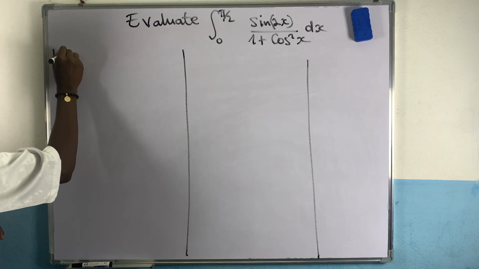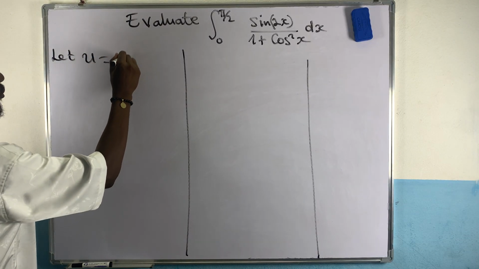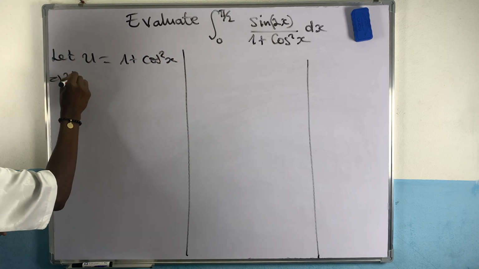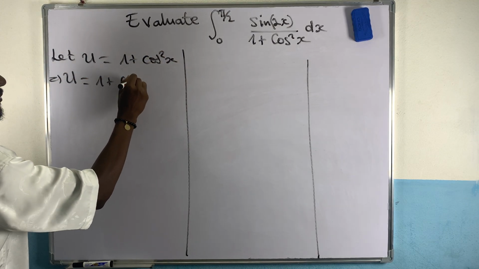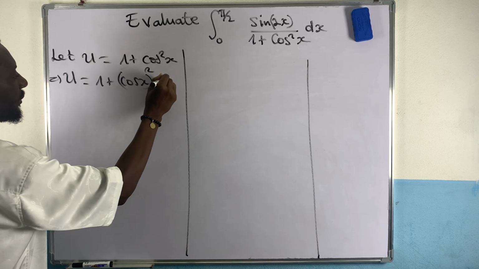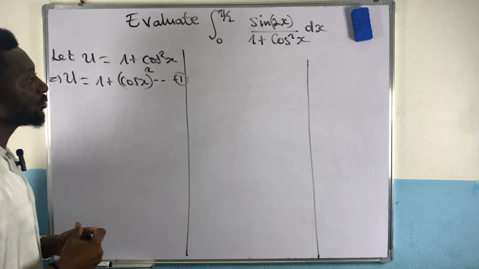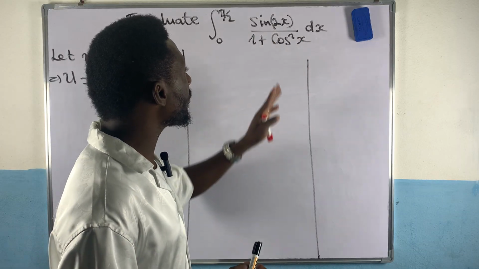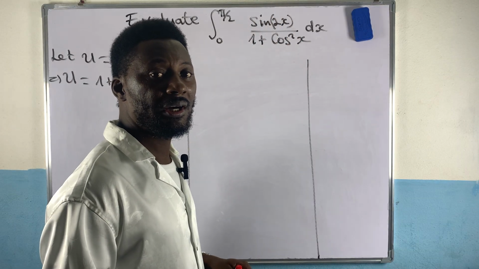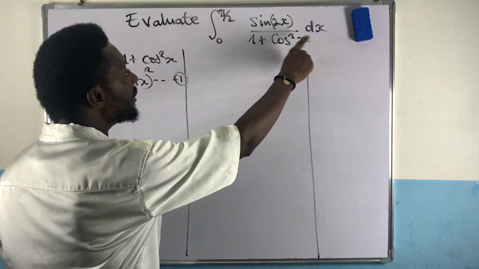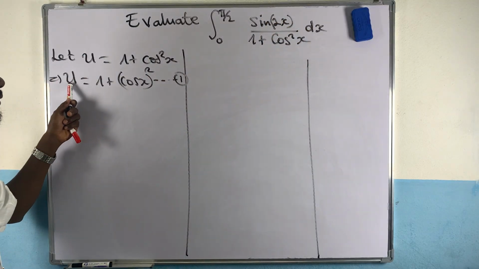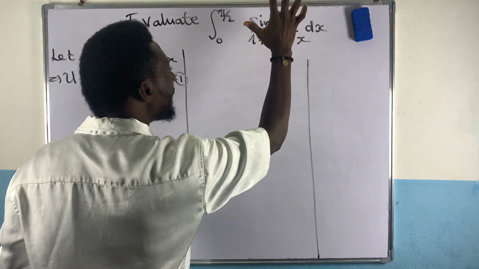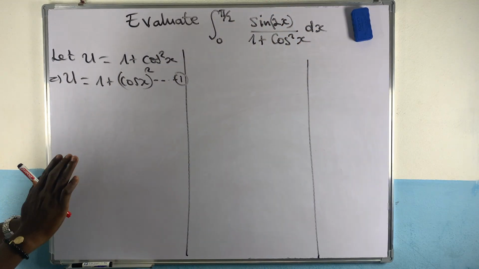So I will say let u equal to 1 plus cos squared x, which implies u is equal to 1 plus (cos x) all squared. I can call that equation 1. So I'm using u to replace everything in the denominator so that it will be easier for us to handle this function. The idea is that we want to change everything here from x to u to make it easier for us.